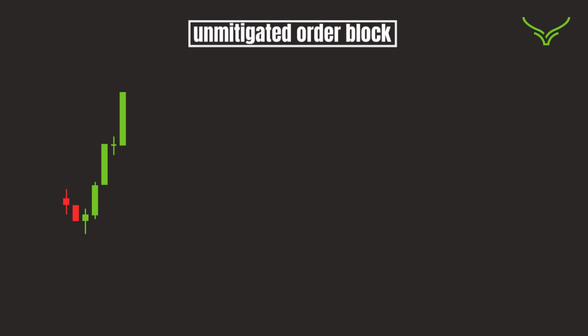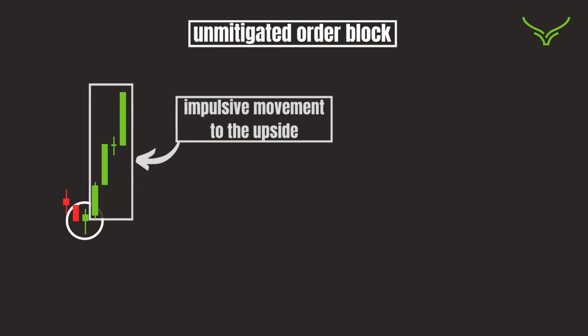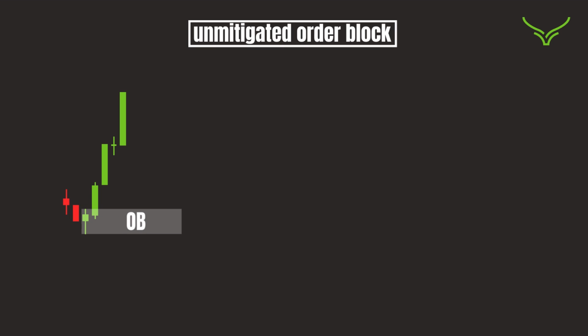In this price chart example, it is evident that this is the last candle before the significant increase in buying pressure, thus making it our order block. Upon close inspection, it becomes evident that our identified order block has not been retested by the wicks of the prevailing candlesticks. This characteristic renders it an unmitigated order block.